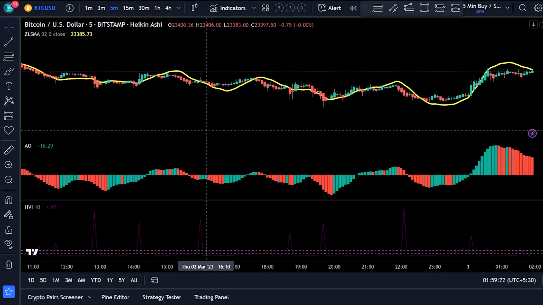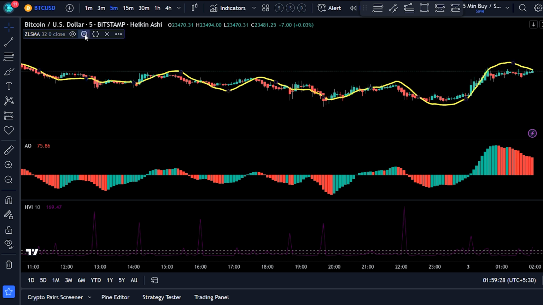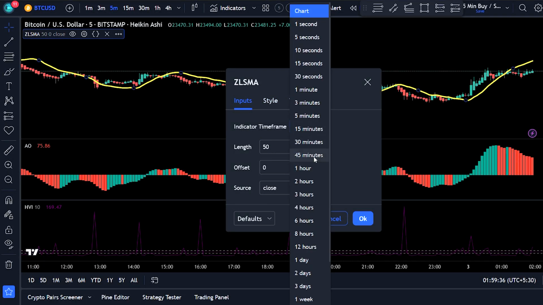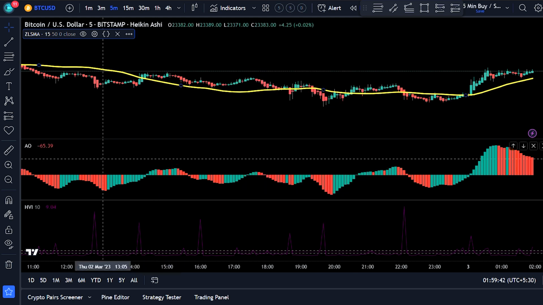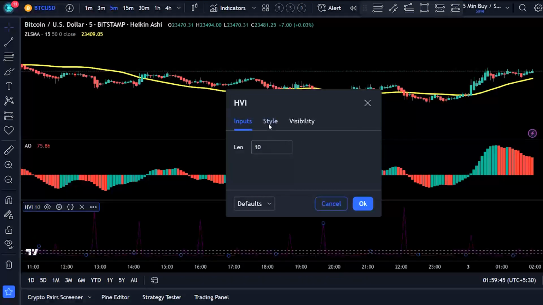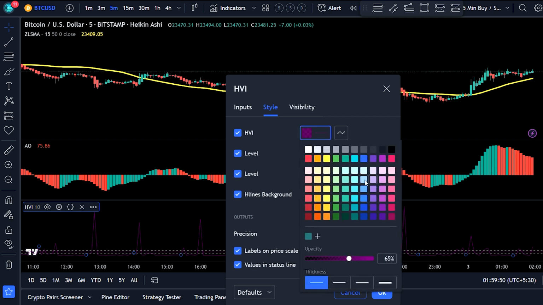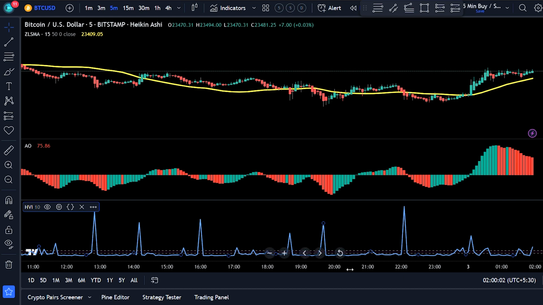Alright, now we need to change the settings on some of these indicators. So let's first access the settings on the zero lag SMA and change the length from 32 to 50. Also, let's change the indicator time frame. And the second step will be to make this volume indicator more visible. Okay, our strategy is complete.